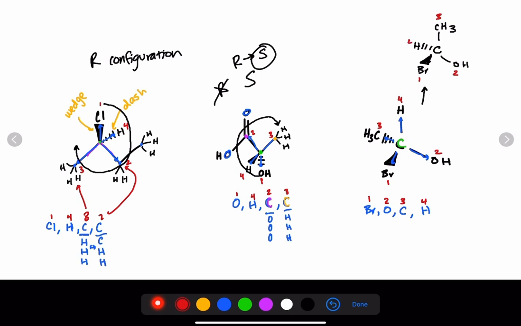So we are going to determine R or S of this above molecule, and then reverse it to get the actual R or S configuration for the molecule that we truly want to figure out. So 1 to 2 to 3 is counterclockwise. So this molecule looks S, but we are going to reverse it to actually get R for the molecule that we're actually working with.